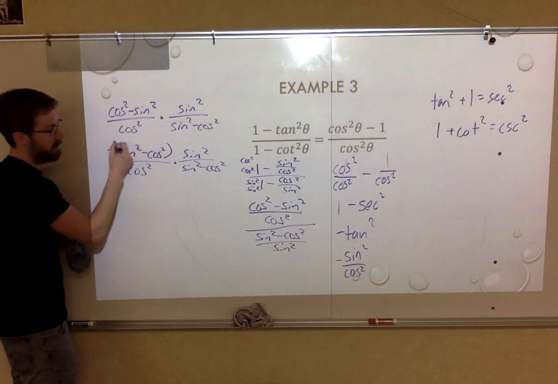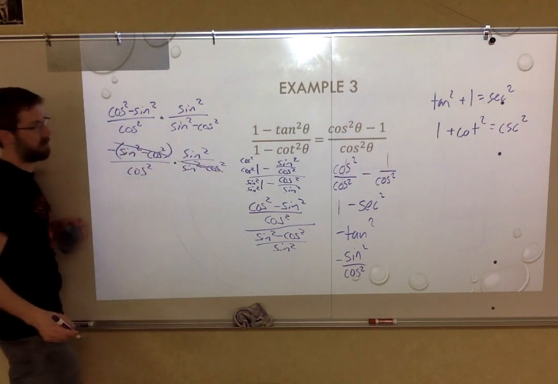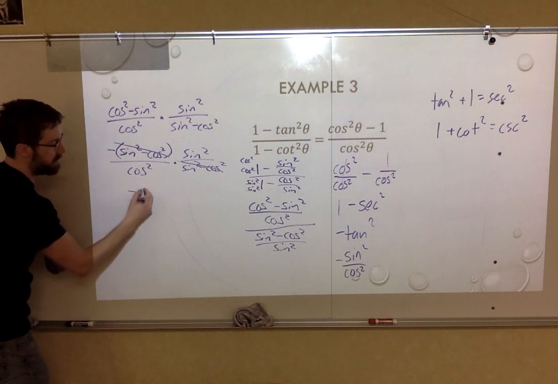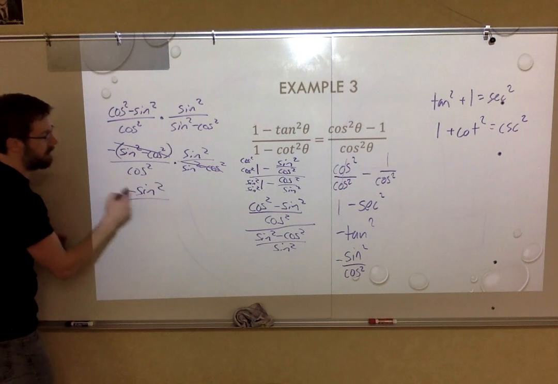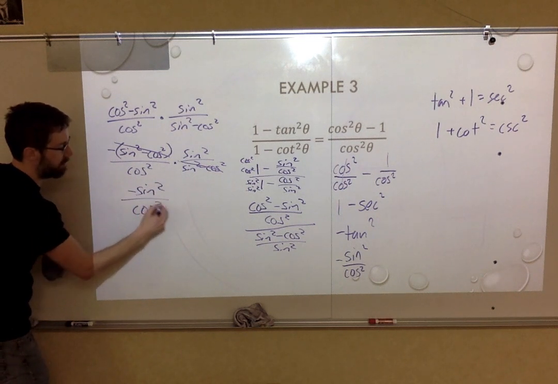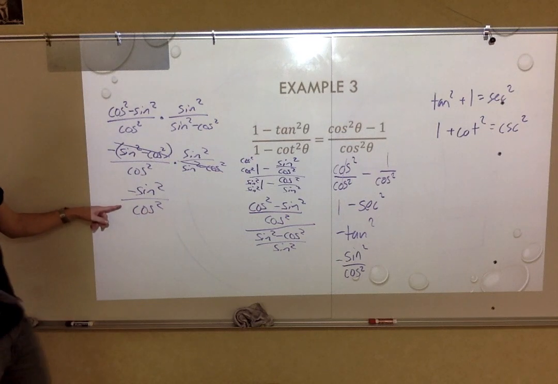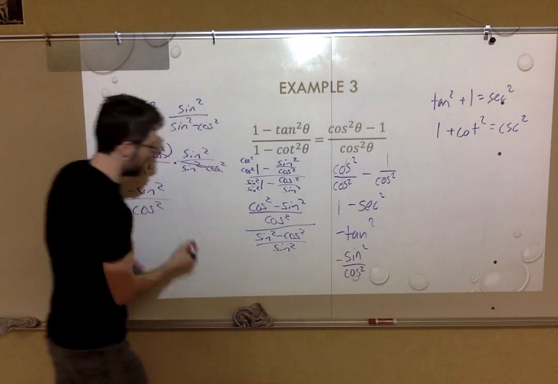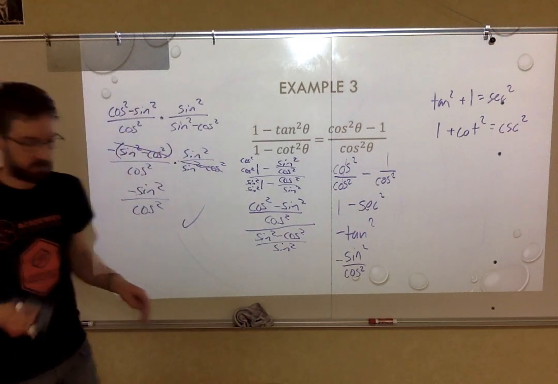All right, so now I can cancel here, cancel here. I've got a negative and a sine squared on top, so negative sine squared, and I've got a cosine squared on the bottom. Negative sine squared over cosine squared, that's what I came up with on the other side as well, so you can call that one done.